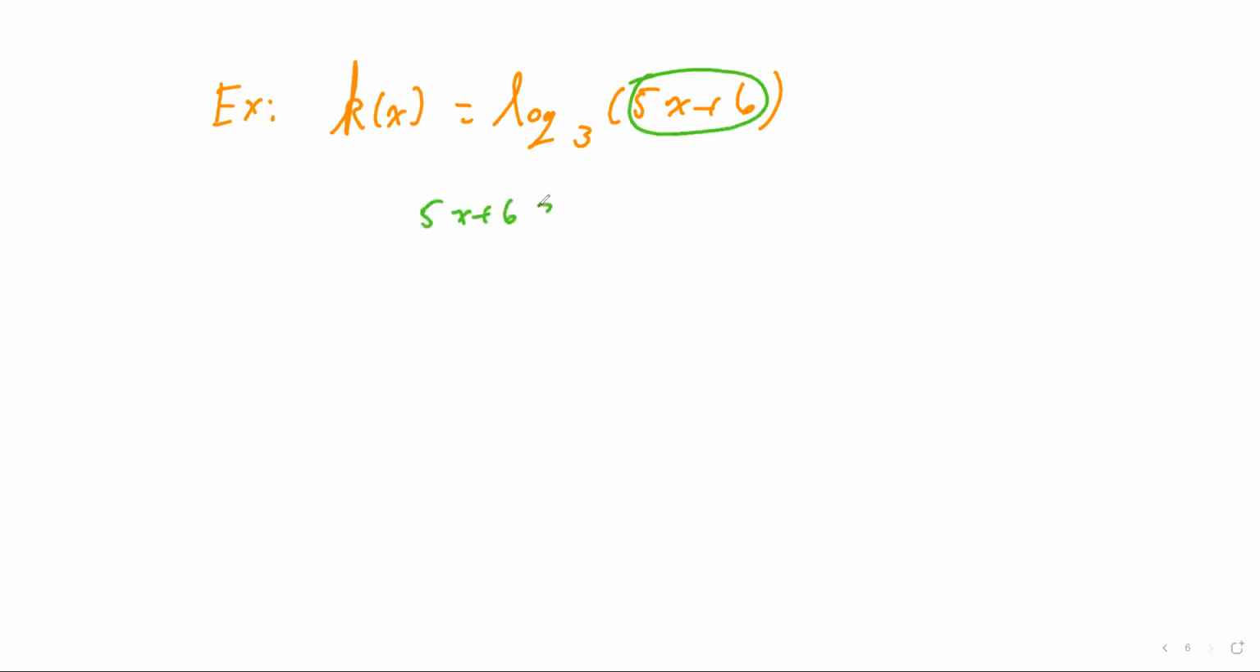All right, so let's do another example. In this example, we have k of x equal to log base 3 of 5x plus 6. And we're going to do the same thing. We take the inside, 5x plus 6, and set it greater than 0. So we'll subtract 6, divide by 5.